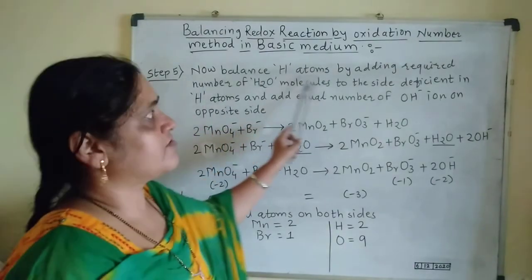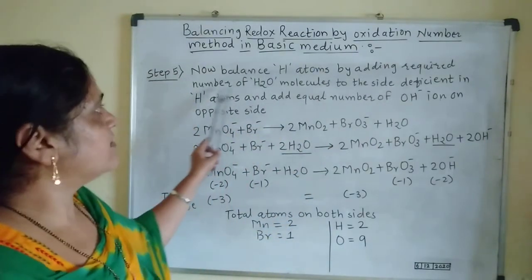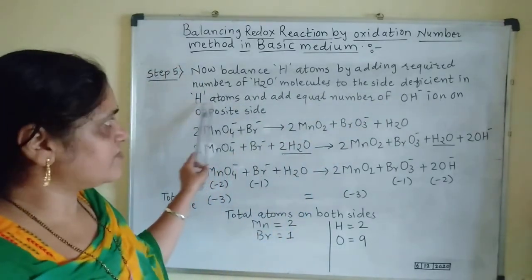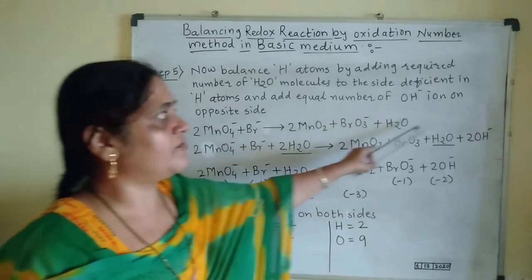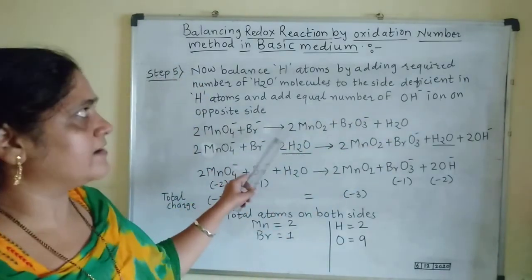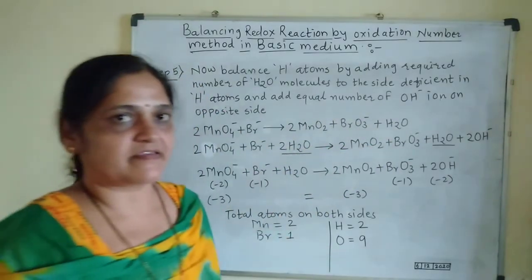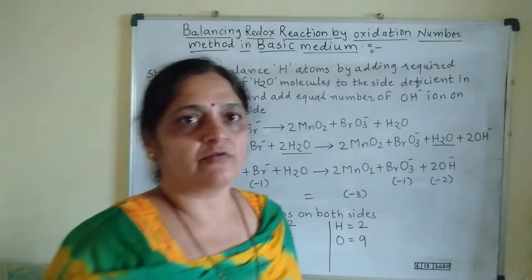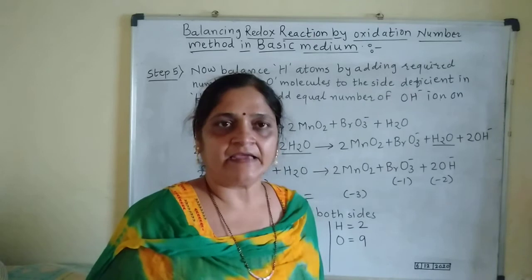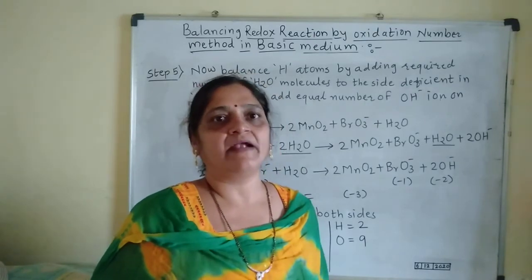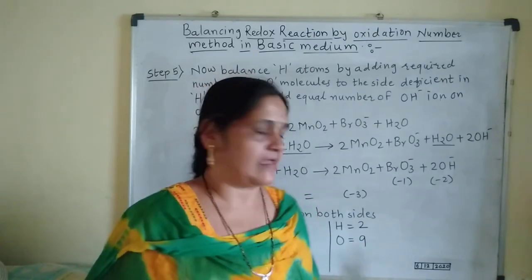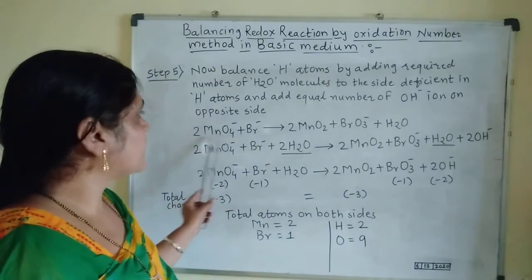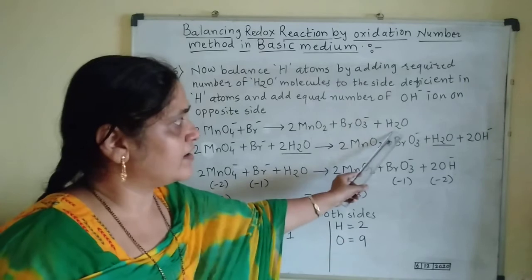Now balance hydrogen atoms by adding the required number of water molecules to the side deficient in hydrogen atoms, and add an equal number of OH⁻ ions on the opposite side. As the reaction is taking place in basic medium, we have to balance hydrogen atoms by adding water molecules where the hydrogen atoms are lacking, and on the opposite side we have to add an equal number of OH⁻ ions. Now let us check where the hydrogen atoms are lacking. Here no hydrogen atom and here 2 hydrogen atoms are there.